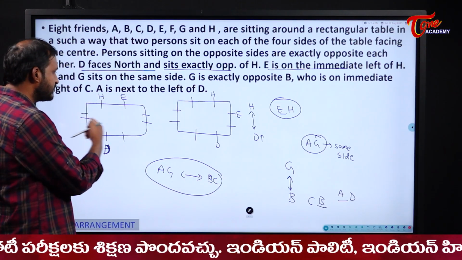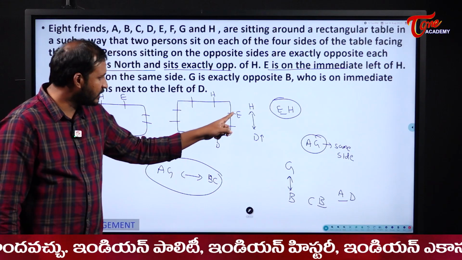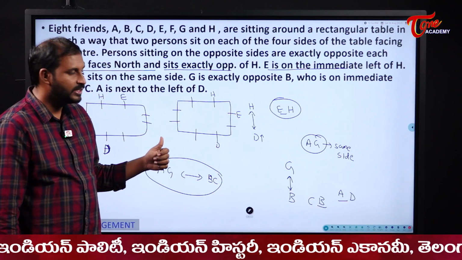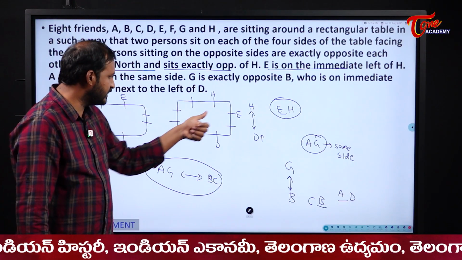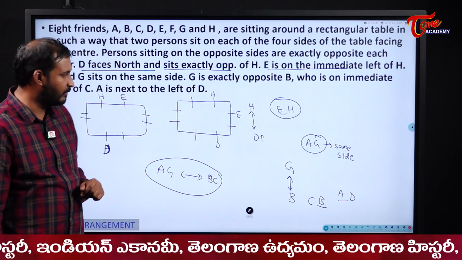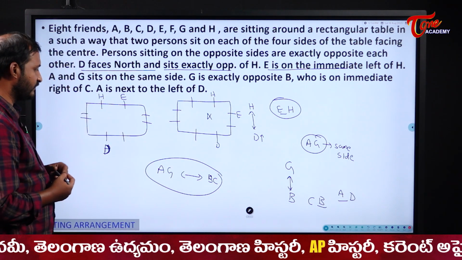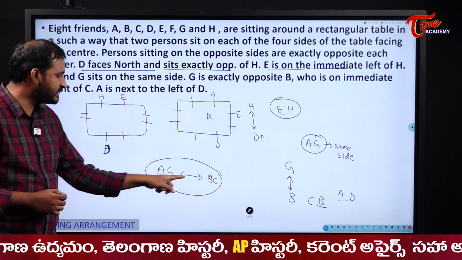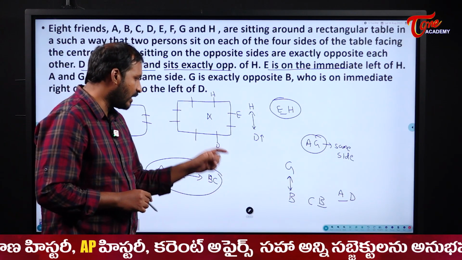Now, see here in this arrangement, can I put AG and BC as opposite groups? No. Why? Because here E is occupied, so I cannot place B. If I put AG here, BC cannot be placed here. If I put BC here, I cannot put AG here. So, it is the problem. So, this arrangement is wrong. So, this is the perfect one. It is very clear that AG and BC are opposite to each other.